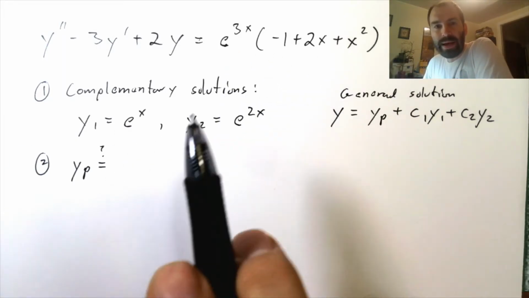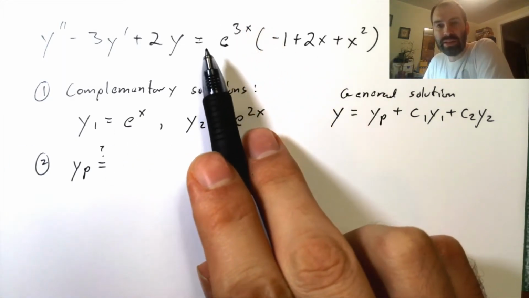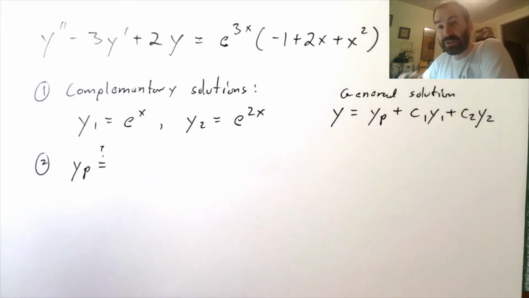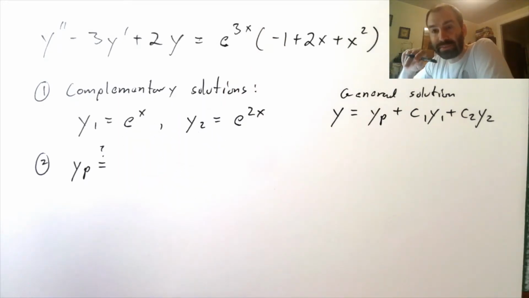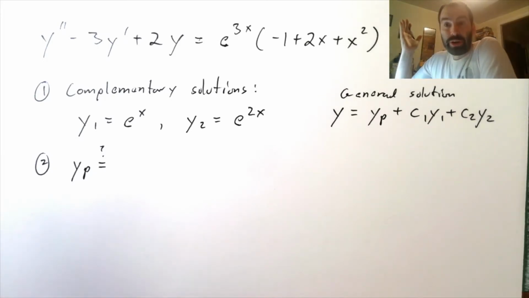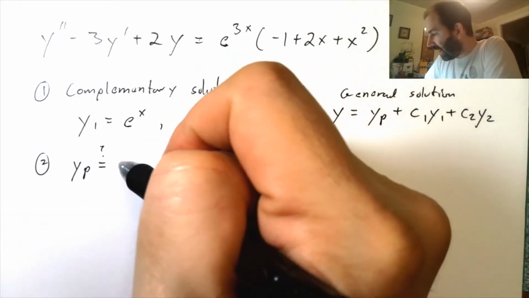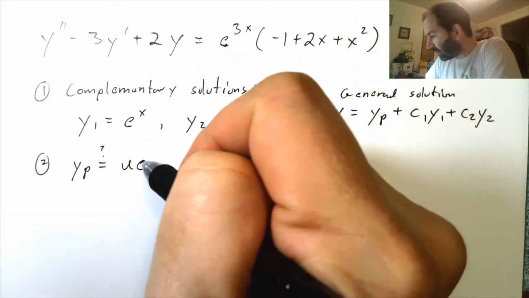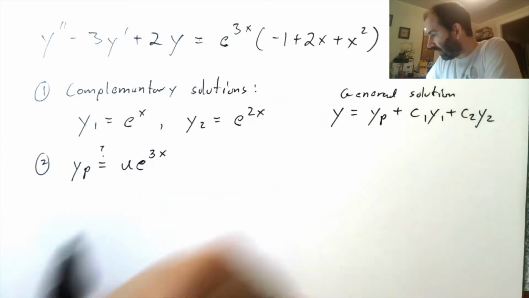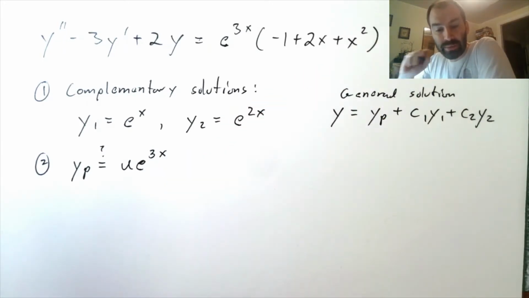Now I can see that it has an e to the 3x in it. So probably my particular solution is going to have an e to the 3x. Now, is that it? I mean, maybe that'll just work. But I don't think we'll be that lucky. So let's multiply it by a function and see if we can find out what that function would have to be to make it work.